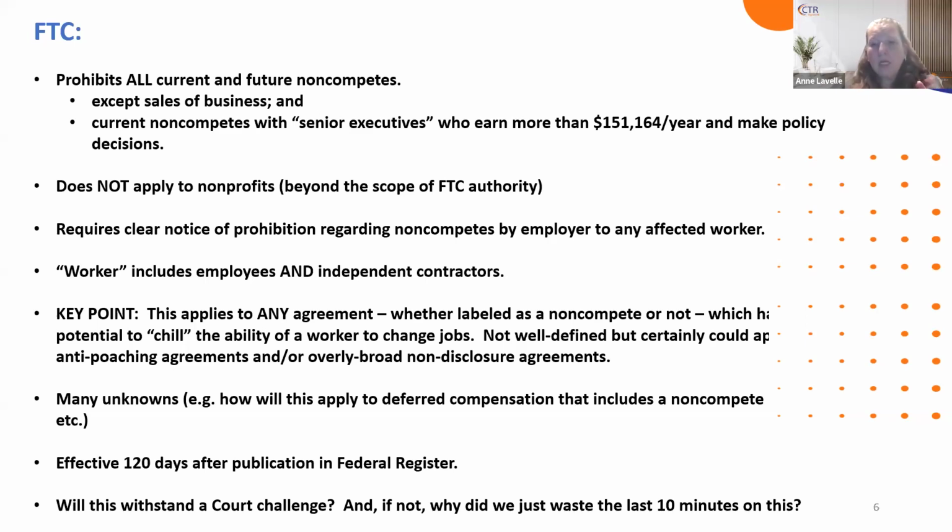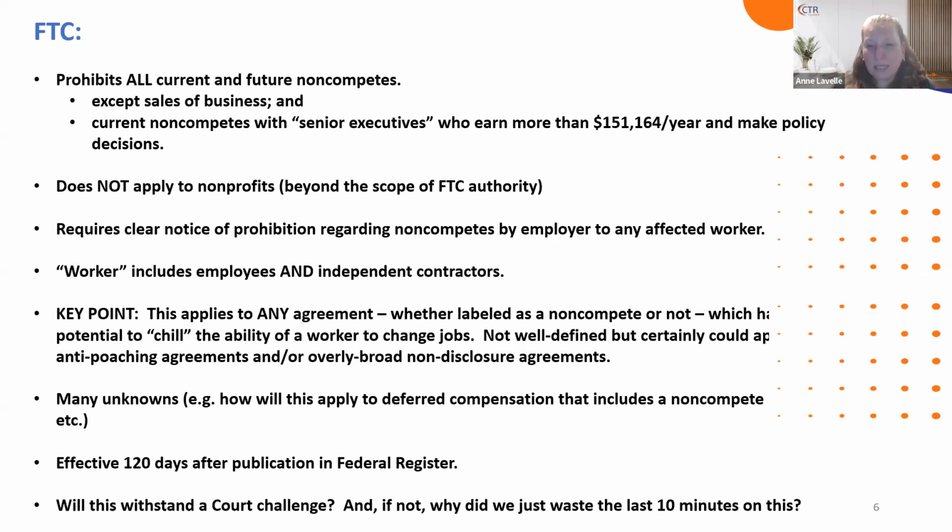In any event, the only non-competes that are permissible, according to the FTC, are if there's a sale of the business. So if I own the business, and this kind of makes sense, right? If I have a successful business and I have sold it, and as part of that sale, the new owner wants a non-compete because they don't want Ann Lavelle to go set up shop right next door and open up the same business and take all their clients, that kind of makes sense. So if I sell a business, you can still have a non-compete.